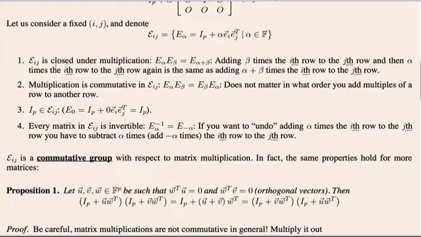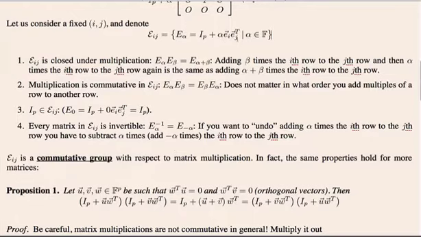So these three properties actually mean that this Eij set is a commutative group, because it has the identity and it also has inverses, and it's a commutative operation with respect to matrix multiplication. These properties actually also hold for more general matrices.